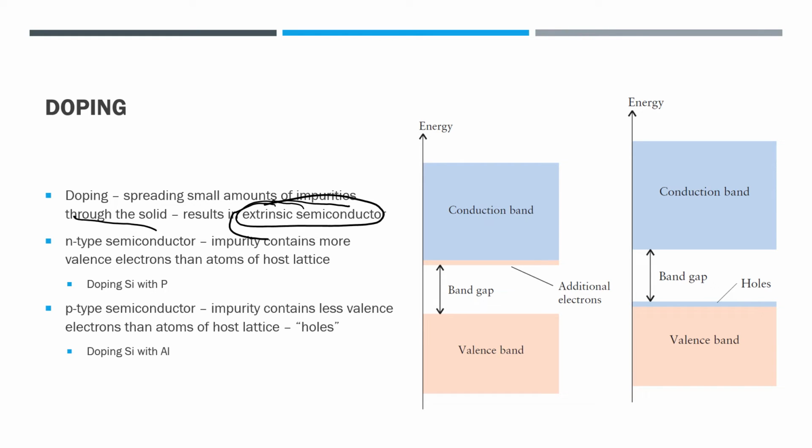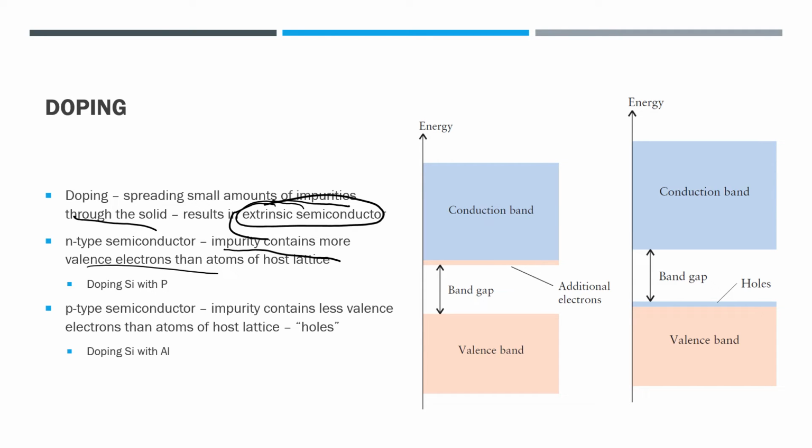And there are two important types of semiconductors that I can create by doping. We have N-types and P-types. An N-type semiconductor means that the impurity that I added contains more valence electrons than the atoms of the host lattice. And a P-type is the opposite. The impurity contains fewer valence electrons than the atoms of the host lattice.